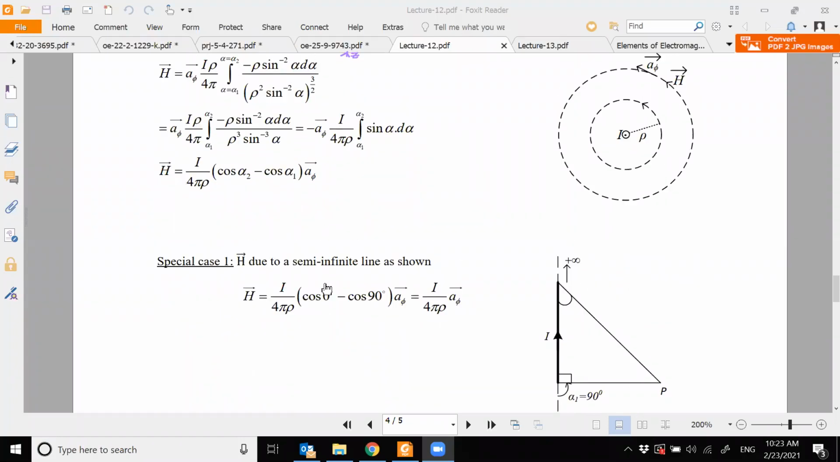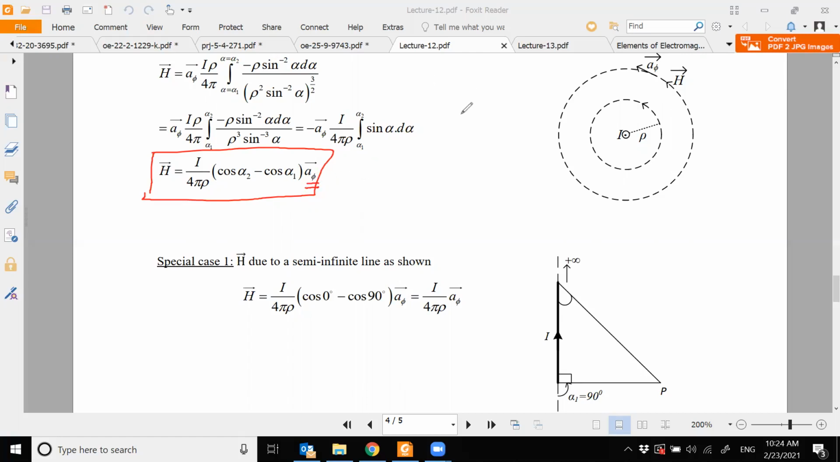See, this is the answer. So the answer is H bar is equal to I over 4 pi rho, cos of alpha 2 minus cos of alpha 1, times a phi. So now, if you think about it, how would this a phi be?